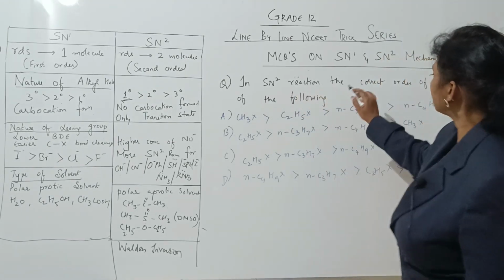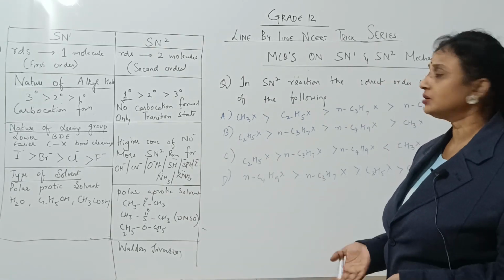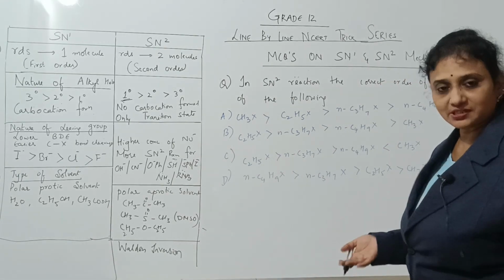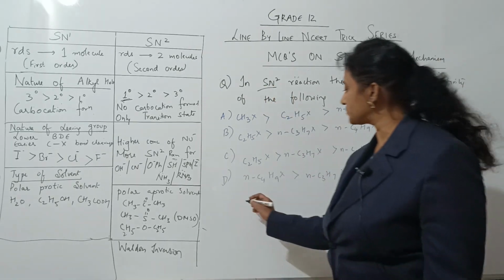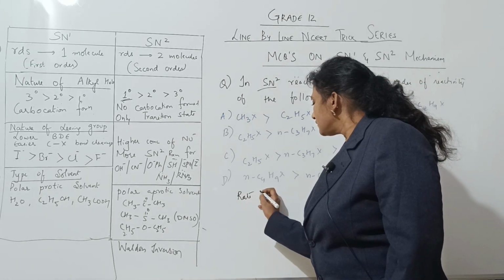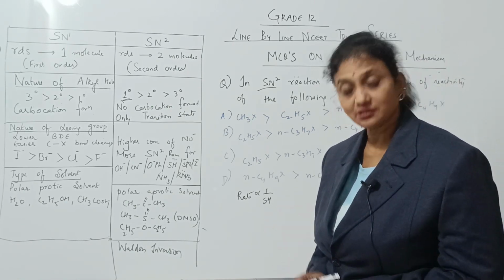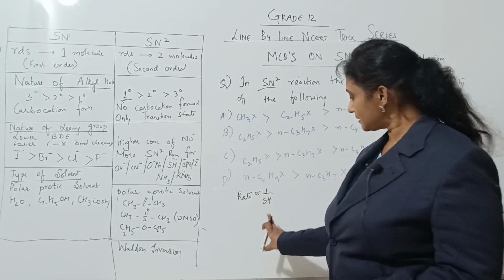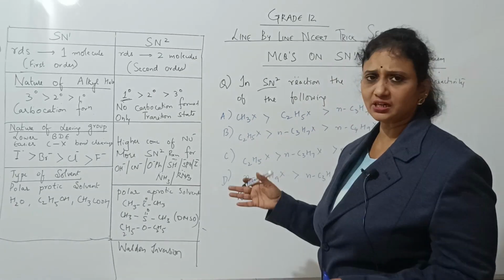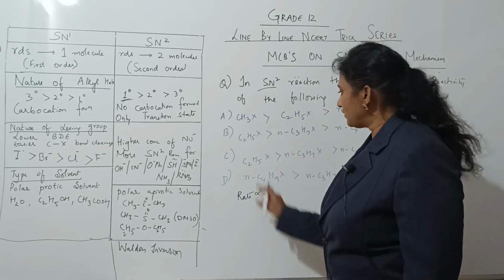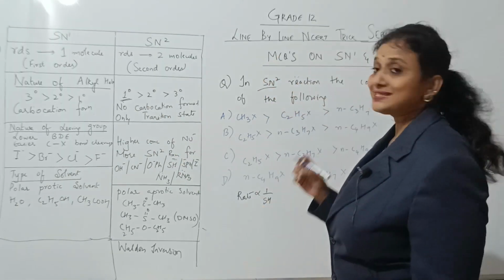In SN2 reaction, the correct order of reactivity of the following. They have given me A, B, C, D. Which is the correct order? Option A, B, C or D. Now I said SN2. What is the concept? The rate of the reaction is inversely related to steric hindrance. The bulkier the groups, the lower the rate. The lesser the bulk, the higher the rate. Here halogen is not given, only the alkyl group. Now I have to check the lesser steric hindrance group, because the order is primary, secondary, tertiary.